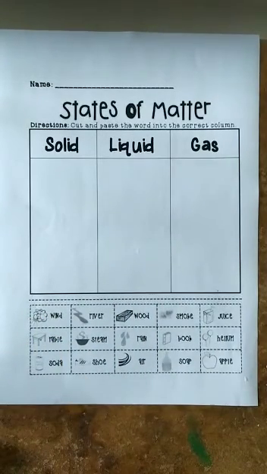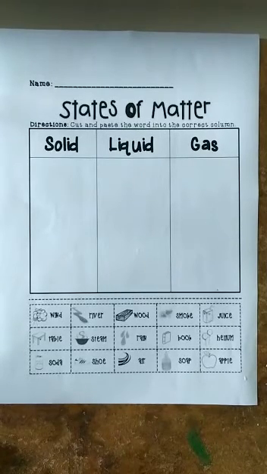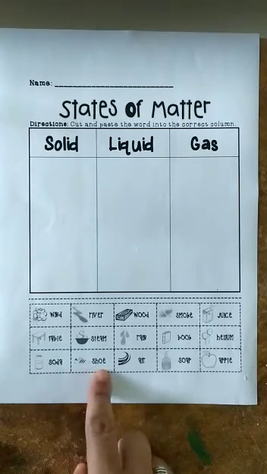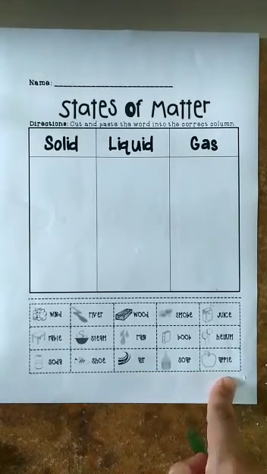River, what do you think a river would be? Food, there's smoke, juice, table, steam, rain, wool, helium, soda, shoe, air, soap, and apple.